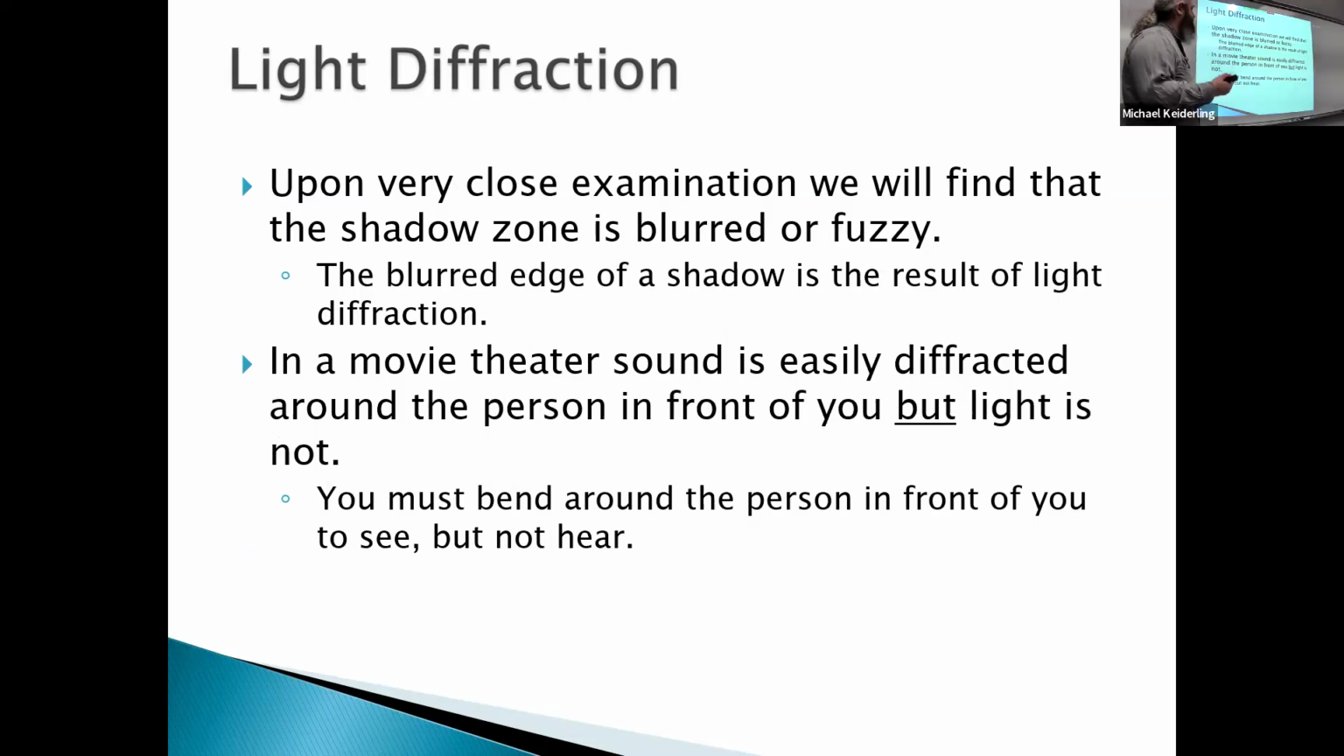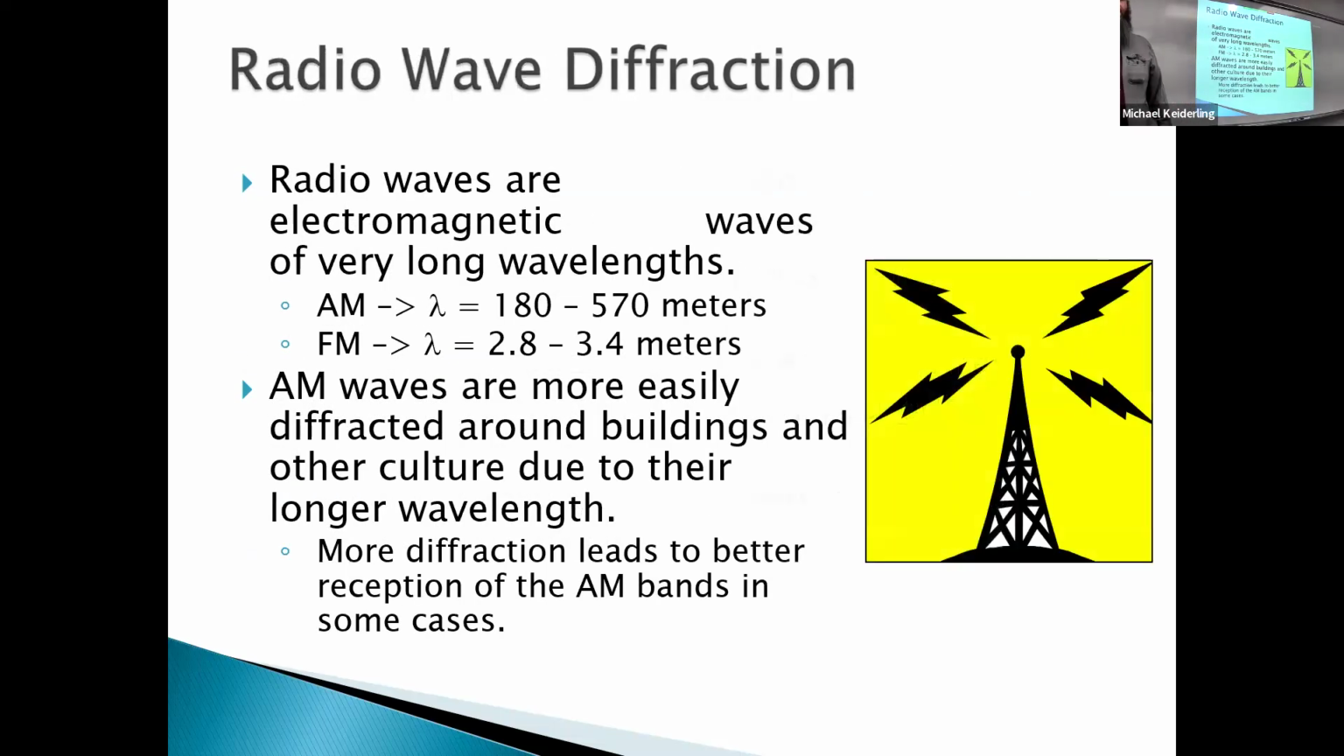So for an example, in a movie theater, sound is easily diffracted around the person in front of you, but light is not. You must bend around the person in front of you to see, but not to hear. And radio waves are electromagnetic waves with very long wavelengths. So they diffract around barriers relatively easily. AM wavelengths are 180 to 570 meters. FM is about 2.8 to 3.4 meters.